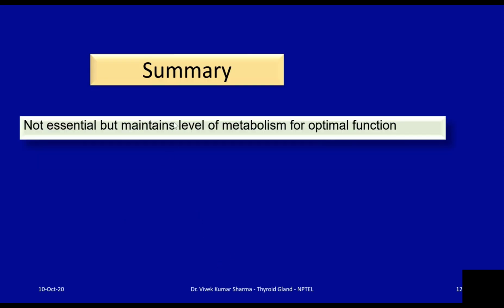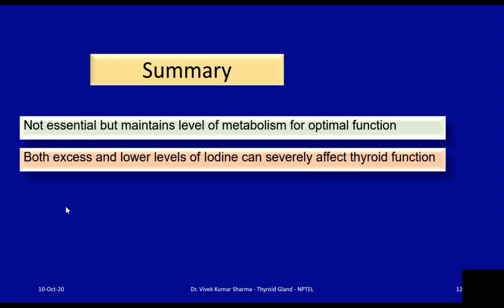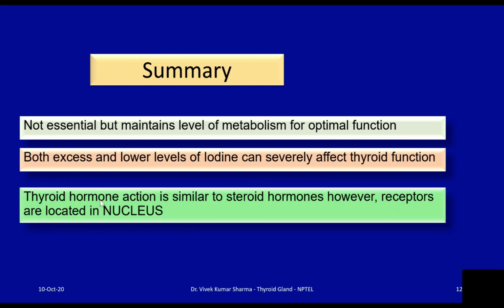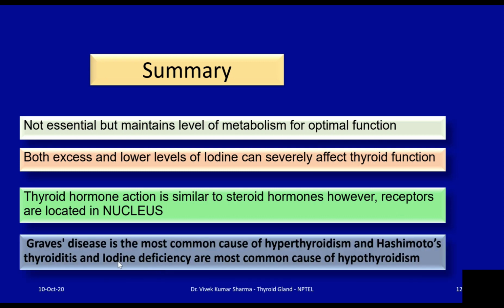So let's summarize what we have discussed. Although the thyroid gland is not essential, it maintains the level of metabolism for the optimal functioning of the body. Both excess and lower levels of iodine can severely affect thyroid function. Thyroid hormone action is similar to the steroid hormones, however the receptors are located in the nucleus.